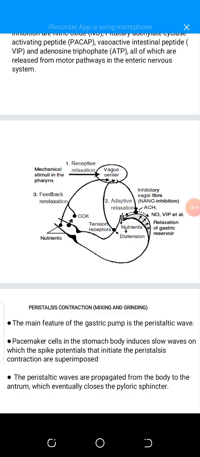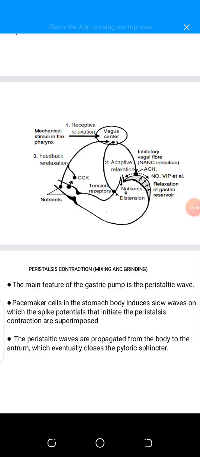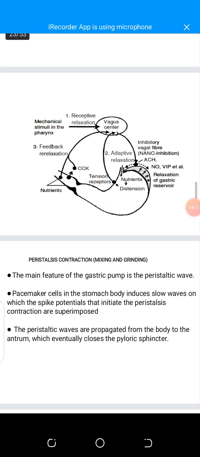Number two represents adaptive relaxation. As you can also see there, the presence of food, that is when the stomach is already filled, will cause distension, and that distension will activate mechanoreceptors in the stomach. Also, nutrients that are in the stomach will also activate what? Chemoreceptors within the stomach.